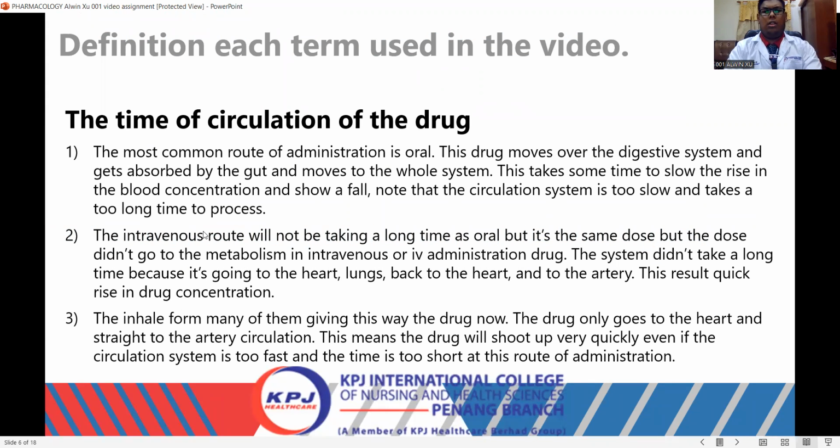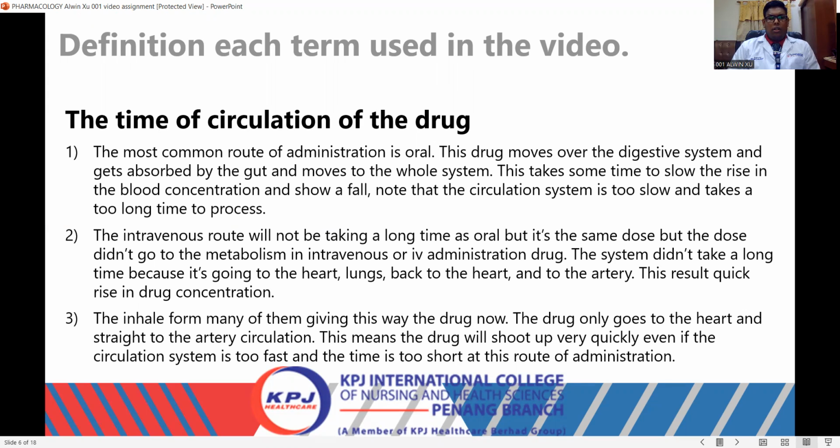The definition of each term used in the video: the time of circulation of the drug. The most common route of administration is oral. The drug moves through the digestive system and gets absorbed by the gut and moves to the whole system. This takes some time, so the rise in blood concentration is slow before it shows a fall. Note that the circulation is slow and takes a long time.